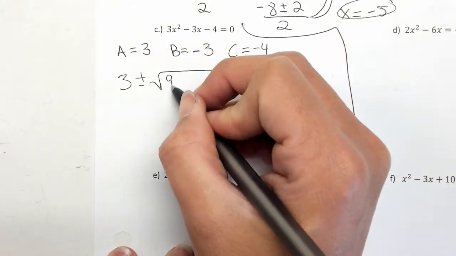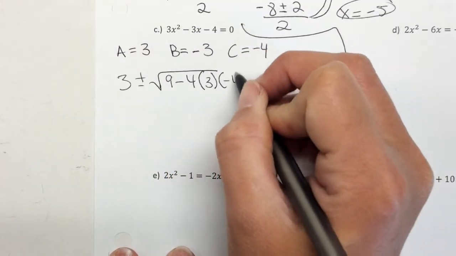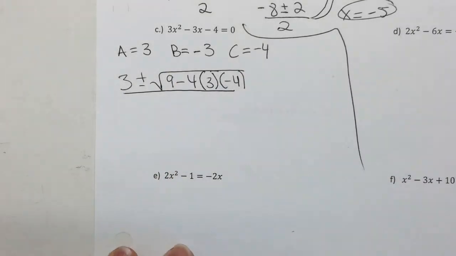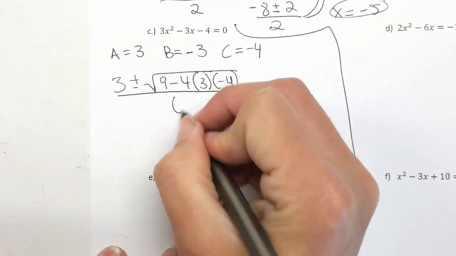Minus 4 times our a, which is 3, times c, which is negative 4, all over 2 times a, and a is 3, right? So 2 times 3 is what? Sweet.